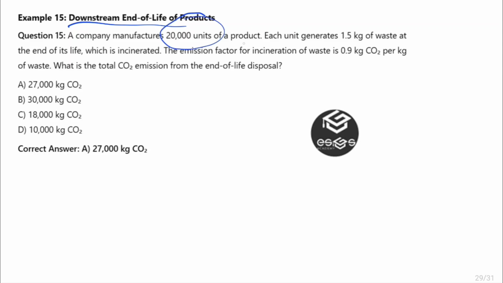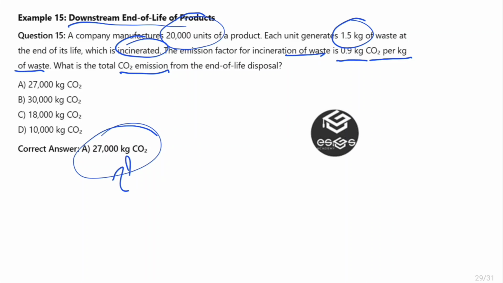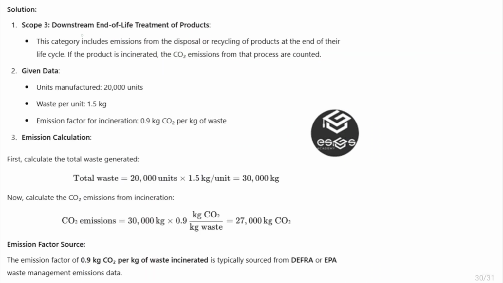Again, we can see an example of downstream end-of-life products. There are 20,000 units of the product. Each unit generates this amount of waste at the end of its life, which we are incinerating. Incineration of waste gives 0.9 kg CO2 per kg of waste. Let's calculate the total emissions.